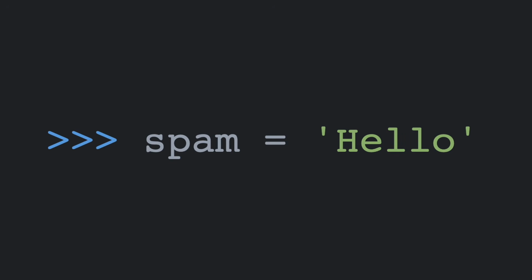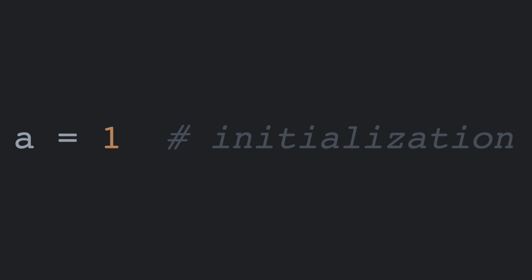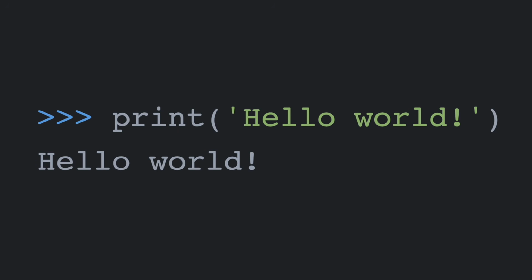This is how you create a variable. Spam is the variable name, and it's set to equal the string hello. And this is a comment, and then a multi-line comment. And this is how you initialize a variable. We're initializing the a to 1. And you can print a message to the console, just like this, print hello world.